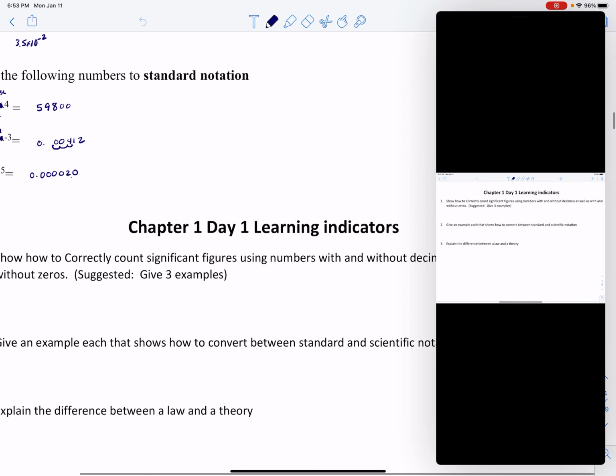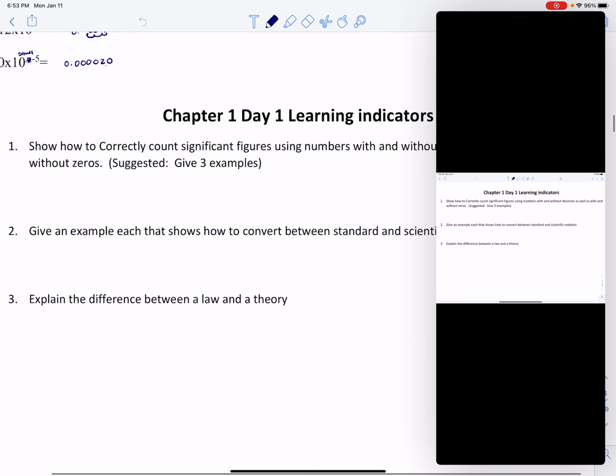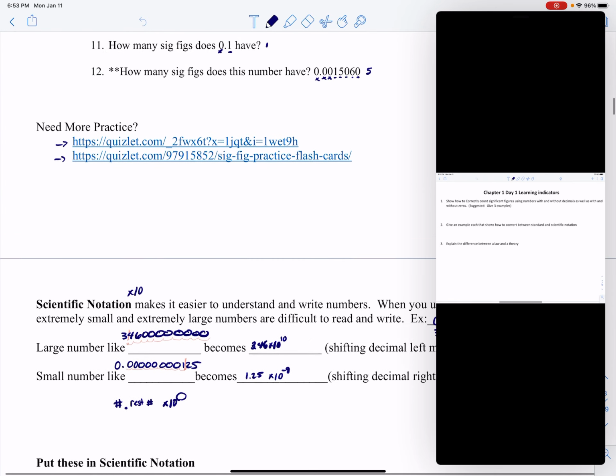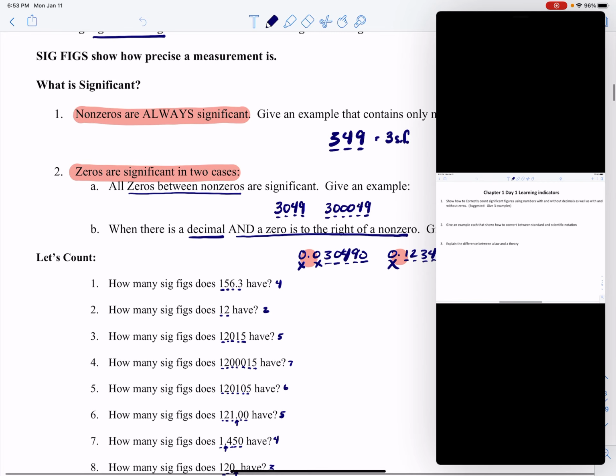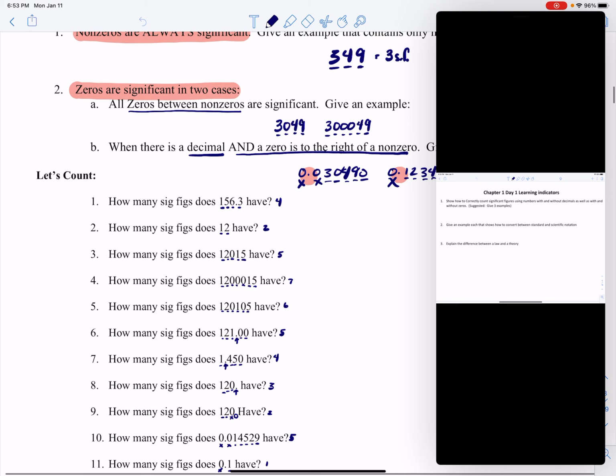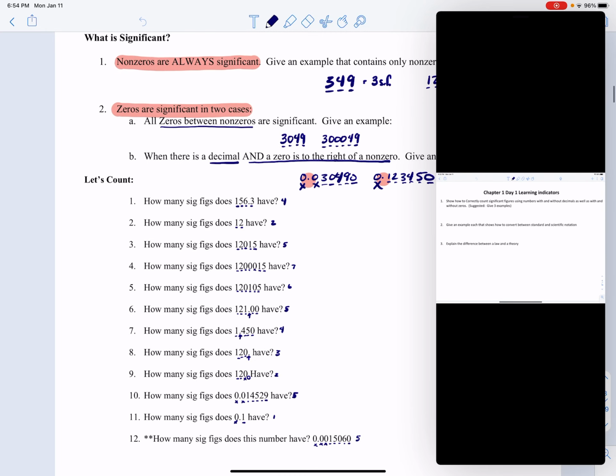The first one says, show how to correctly count significant figures using numbers with and without decimals. So counting sig figs with and without decimals. So if we jump up here, look right in here. We're counting sig figs. This whole section's about counting sig figs. And remember, we were talking about how to do it when we had a decimal, and then we also did examples without, as well as without zeros. So how do you count a number without zeros? That's that first learning indicator, is reviewing this page and making sure you've got that down correctly.